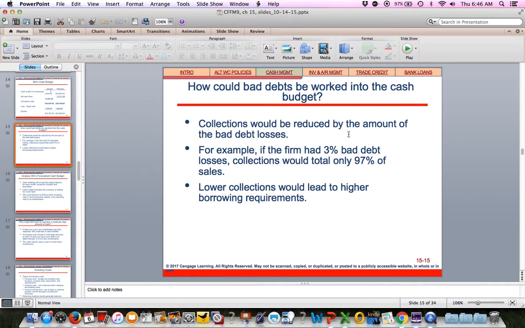Once you make the decision to sell on credit, odds are somebody's not going to pay you back because the company will go bankrupt, or a creditor will just disappear, or somebody who owes you money will just disappear. So we should really be more realistic with that number. And what they're saying here is, if our experience is that anytime we have a credit sale, we receive 97 cents on the dollar, 97% of those credit sales come back as cash, we need to factor that into our cash budget. So clearly then the lower collections number would potentially lead to higher borrowing requirements for our company.